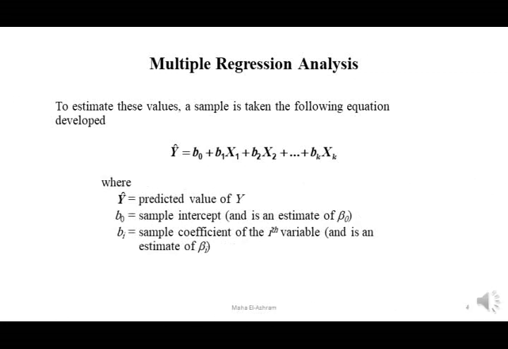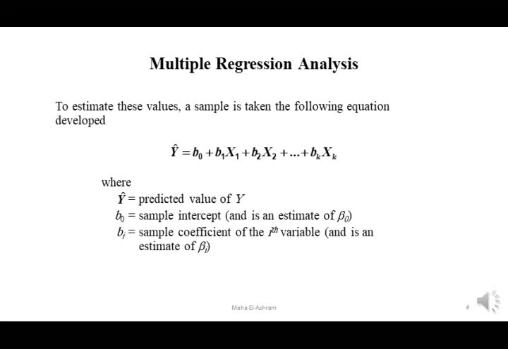This equation will be estimated based still on sample data. As we know, beta naught, beta 1, beta 2 till beta k are all unknowns. These are the parameters of the original regression equation. If we are talking about the population, usually they are unknown because we're not dealing with populations. We have sample data. So based on the sample, we can estimate the equation to be y hat equals b naught plus b1 x1 plus b2 x2 plus till bk xk.